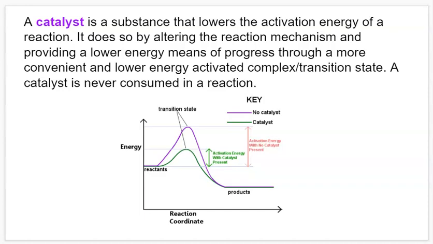Another important component in chemical reactions, and an important component when considering reaction rates, is a catalyst. And a catalyst is defined as a substance that lowers the activation energy of a reaction. It does so by altering the reaction mechanism and providing a lower energy means of progress through a more convenient and lower energy activated complex or transition state. And a catalyst is never consumed in a reaction.